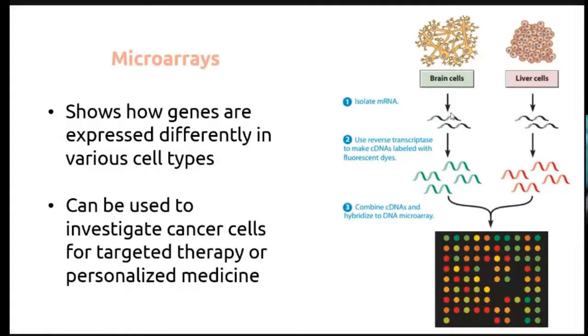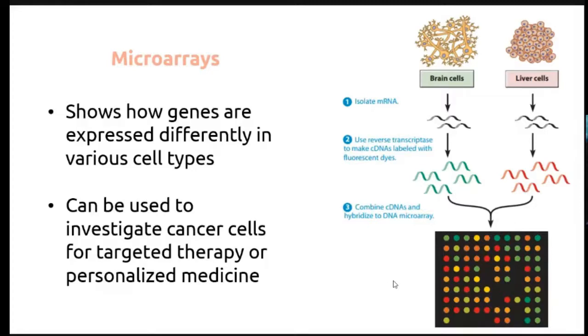So, yung una mong gagawin, i-isolate mo yung mRNA nila. And after mo ma-isolate yung mRNA nila, gagawa ka ng cDNAs or complementary DNAs via reverse transcriptase. And i-label mo sila ng fluorescent dyes. And for brain cells, yung naisip mong label ay green, kulay green. And sa liver cells naman, yung nilabel mong fluorescent dye ay red. Tapos ngayon, makatapos mo sila i-label ng fluorescent dyes, ilalagay mo na sila sa isang tray called your microarrays. Tapos, meron dun na wells.